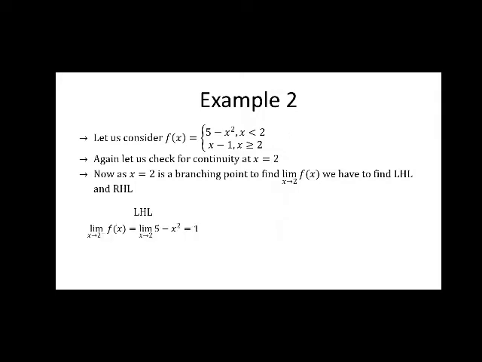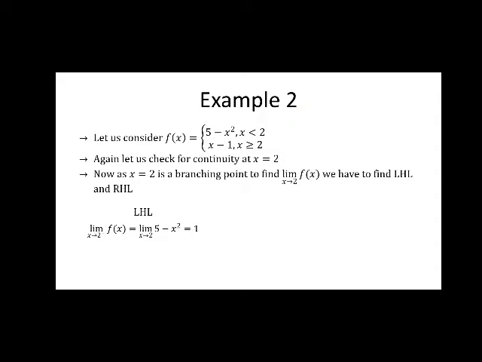So the left hand limit is the limit as x tends to 2 minus. Remember, whenever it is the left hand limit we put a minus sign on the top. Now, whenever it is the left hand limit, I take the branch which is to the left of the branching point, that is the branch for which x is less than 2, that is 5 minus x square, and I can see that the limit value is 1.